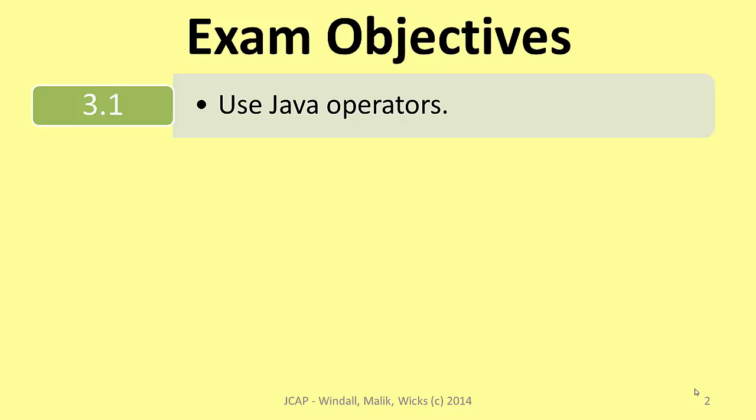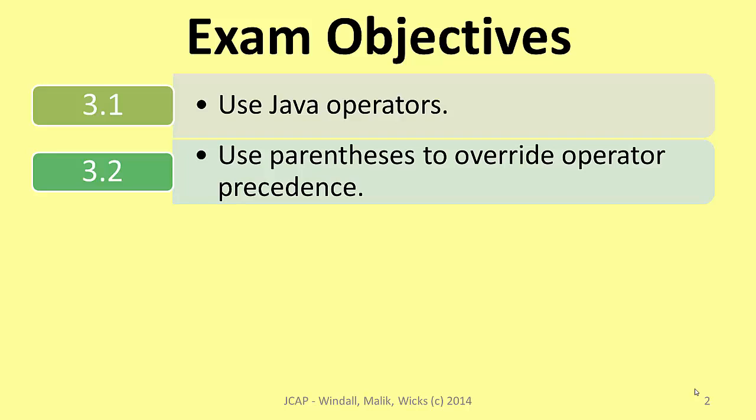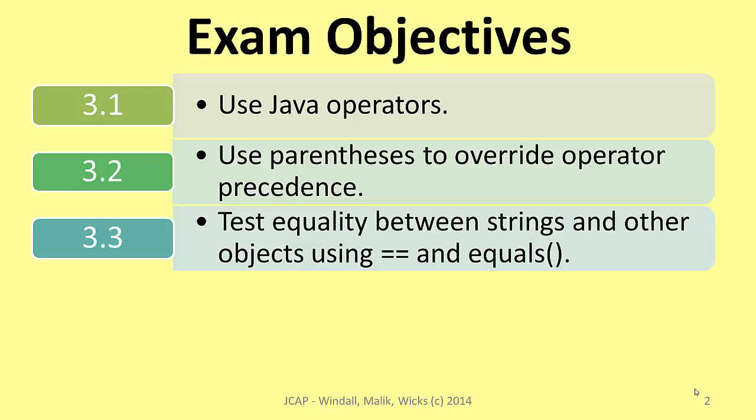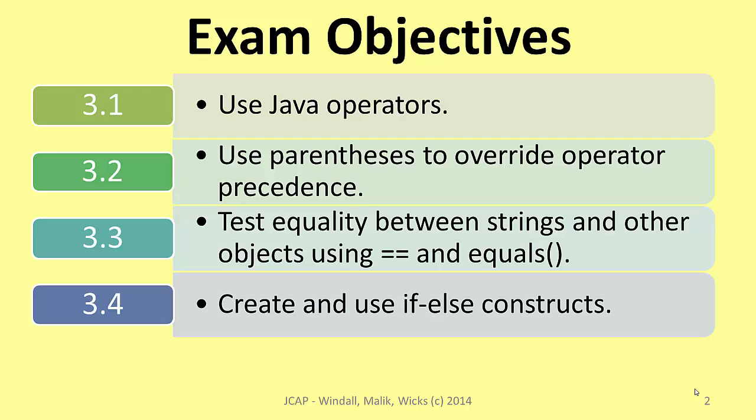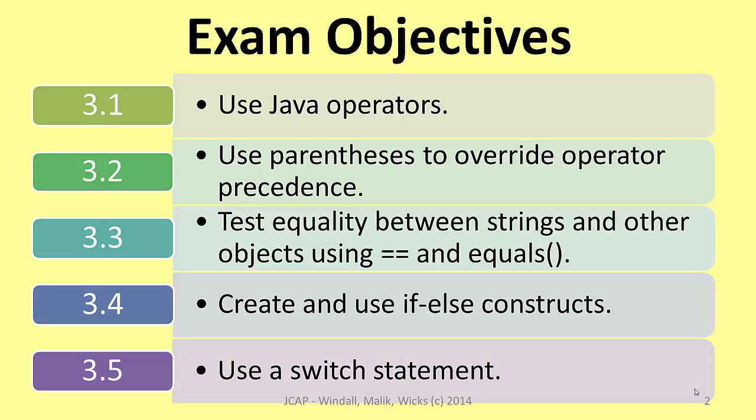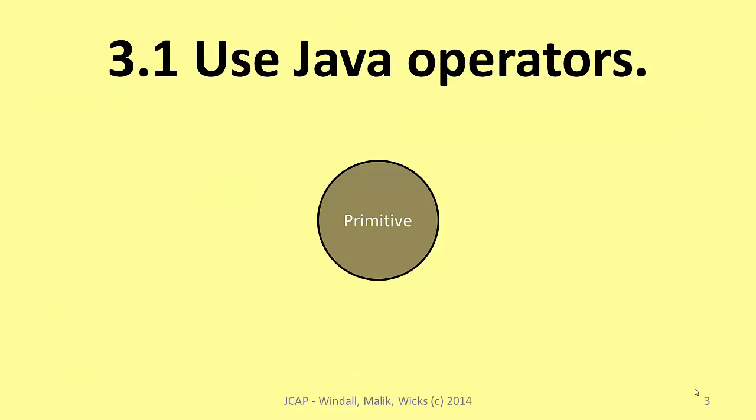We're going to have a look at how Java uses operators. We're going to look at the use of parentheses to override operator precedence. We're going to test equality between strings and other objects using == and equals. And we're going to create and use if-else constructs. And then finally, we're going to look at switch statements. So let's get going with the first of these.